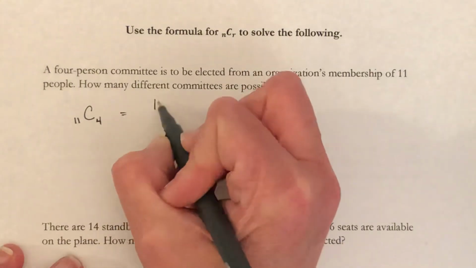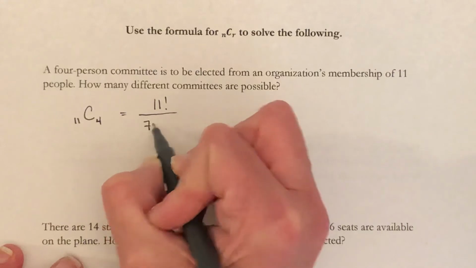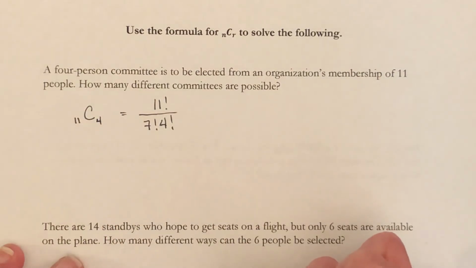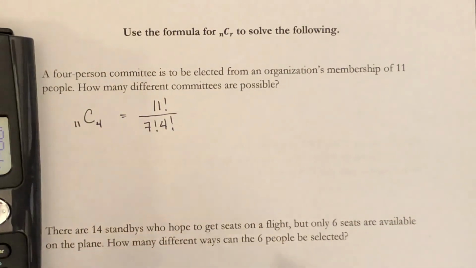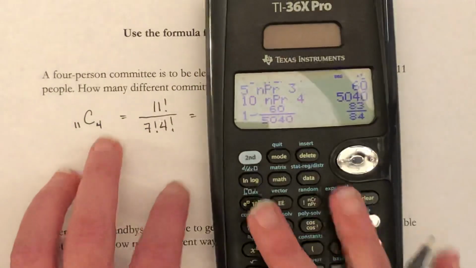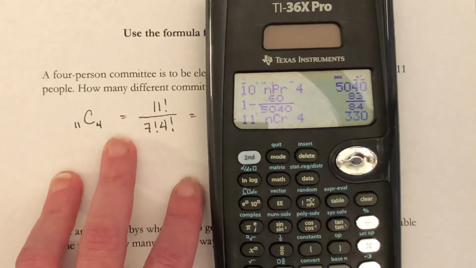So this will be 11 factorial over 11 minus 4, which is 7 factorial, times 4 factorial. Okay. And what we get is 330.